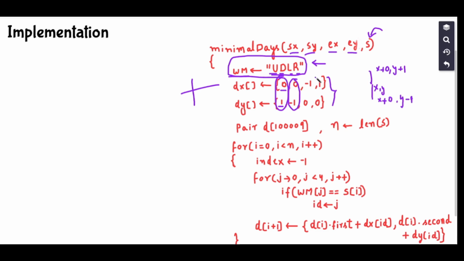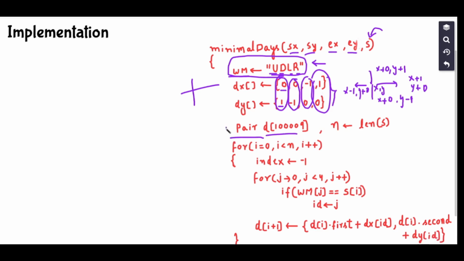While if I want to move in the negative x direction, then I will choose this pair, because this is going to move the ship towards the left direction. So x minus 1, y plus 0. If I want to move towards the positive x direction, I would choose this pair. This is going to give me x plus 1, y plus 0. So that's why I'm using these direction vectors.